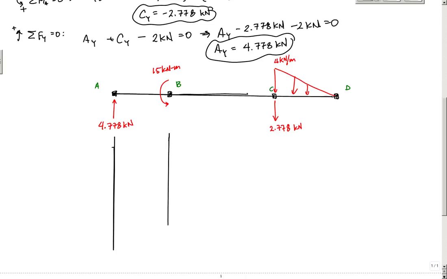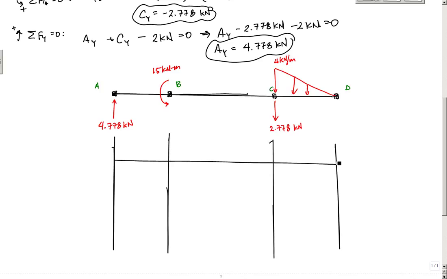So right here, this will be for my shear and moment diagrams. I have one here, one over here, and here, wherever I have a concentrated load or a discontinuity of some sort. This first graph will represent my shear diagram. I'm drawing these lines out, and this will be my shear diagram. The shear diagram is a story, right? You start from 0 here. You have a concentrated load of 4.778 kilonewtons.